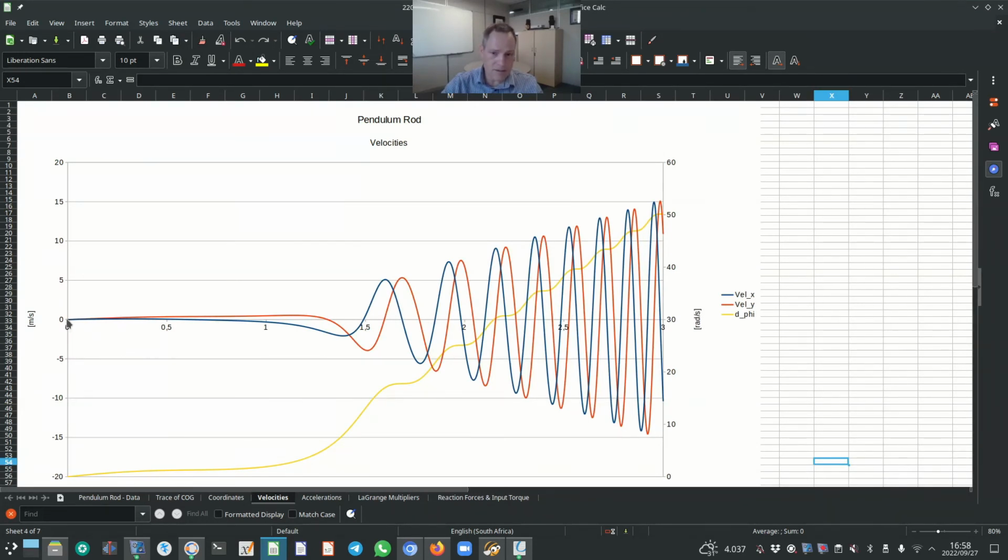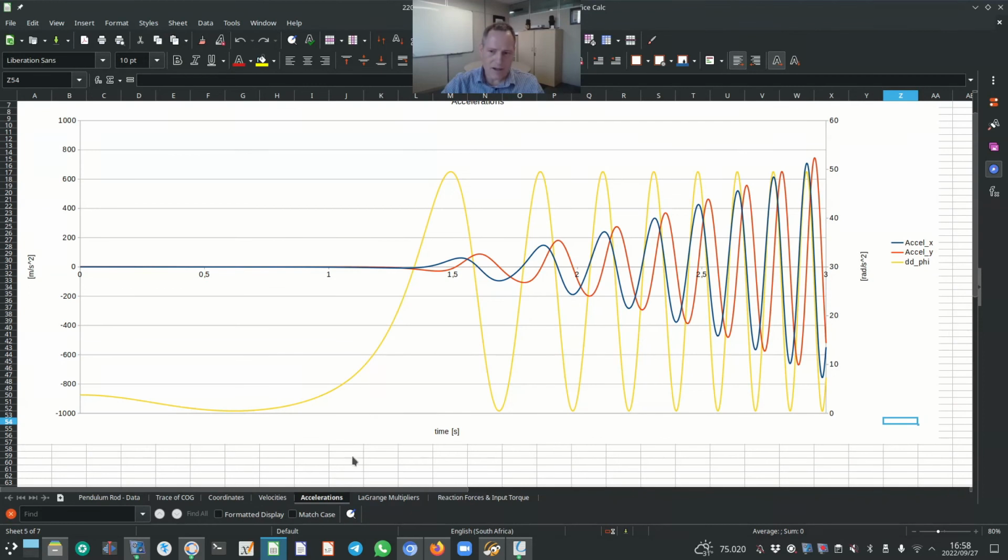starting from 0 and accelerating or varying periodically with a shorter and shorter period, going up all the way to 15 meters per second for the x and the y. And this shows the angular velocity of the orientation angle. So it's not a smooth curve. It also varies periodically as time goes by, and it goes all the way up to 50 radians per second.